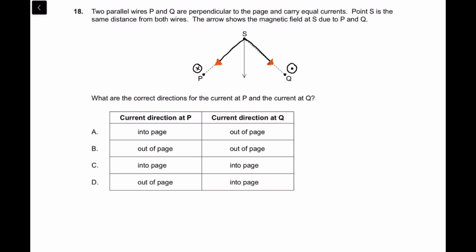When I add these two up, we get this vector, formed due to addition of two vectors, which we learned in the chapter of vectors. So the current in wire P should be into the page, and the current in wire Q should be out of the page. So this will be option number A.